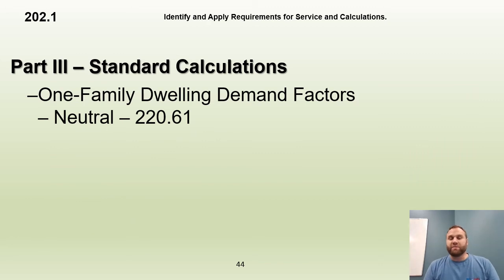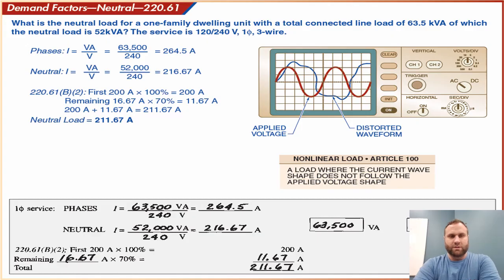Now there's one more demand that we are allowed to apply to our service calculation, and that is the neutral demand. According to 220.61, we are allowed to apply a demand of 70% to anything on the neutral load after the first 200 amps. Now this is only for a single family dwelling unit. I'm not referring to commercial loads, I'm referring mainly to a dwelling unit right now.